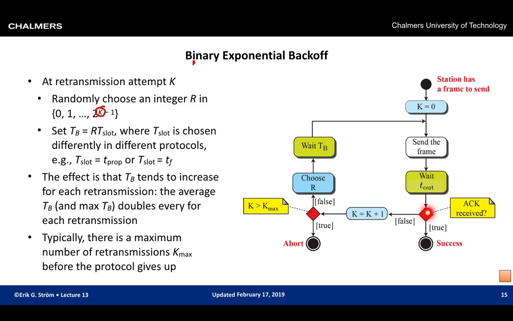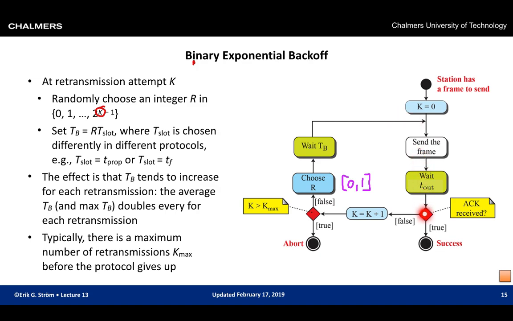Now, if there is a collision or for some reason the ACK is not received, then we increment K. So the first time we go from K equals 0 to K equals 1, and K is not greater than K max in this case. Then we choose R. The first time through, we choose R in the interval from 0 to 1, because K is equal to 1 and 2 to the power of K minus 1 is 2 to the 1 minus 1, so 0 to 1. So R could be 0 or 1, and then we wait either 1 time slot or 0 time slots, and then we transmit the frame.